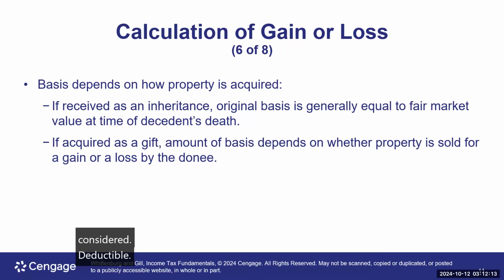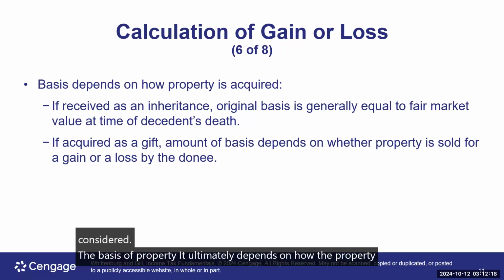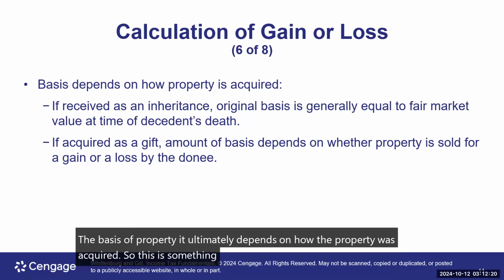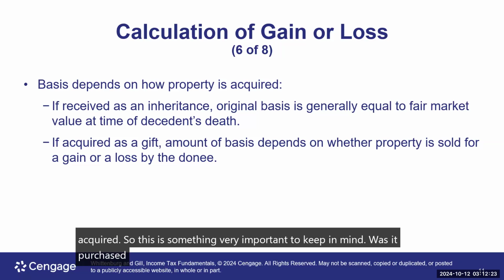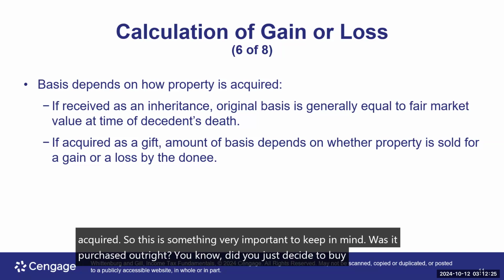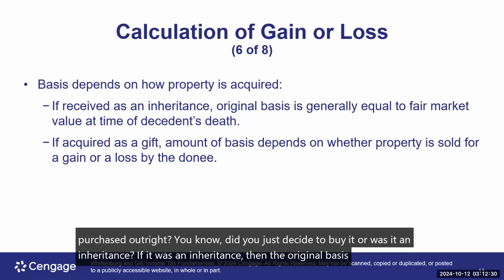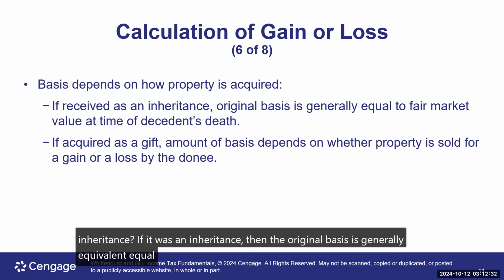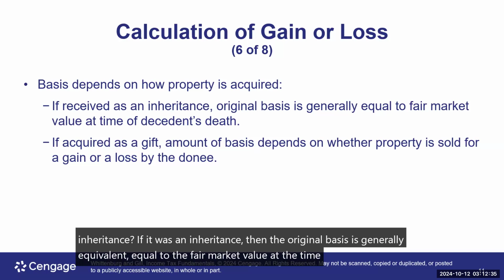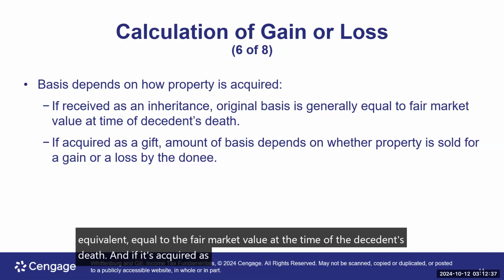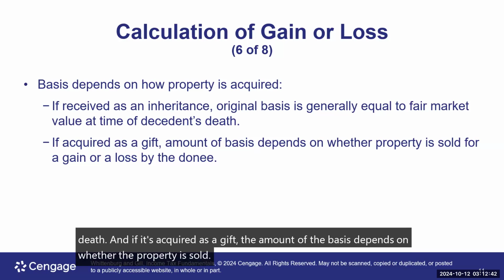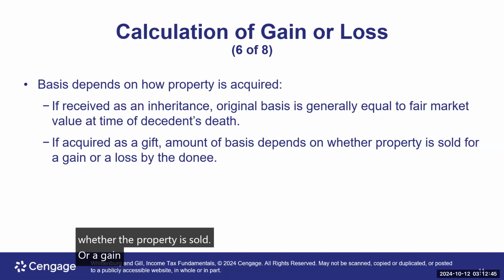The basis of property ultimately depends on how the property was acquired. So this is something very important to keep in mind. Was it purchased outright? Did you just decide to buy it? Or was it an inheritance? If it was an inheritance, then the original basis is generally equal to the fair market value at the time of the decedent's death. And if it's acquired as a gift, the amount of the basis depends on whether the property is sold for a gain or a loss by the donee. So again, these are some things to keep in mind.